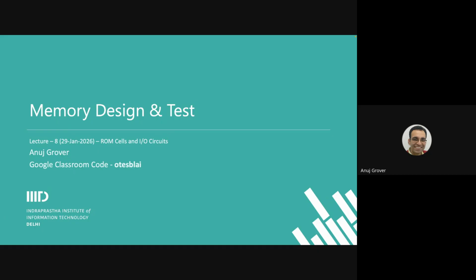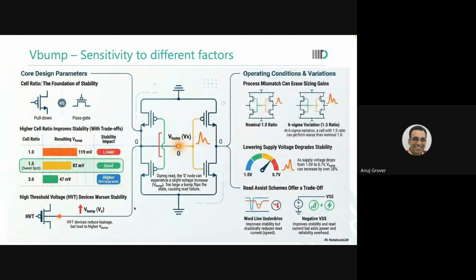In the last class, we looked at the bump that gets generated on the internal node of the memory cell when you are reading a 0. After that, we looked at the writability aspect also. So, what are the key things that we looked at when we were looking at the bump there? Why does the bump get generated? Because of a potential divider configuration that gets established between the bitline and the ground.